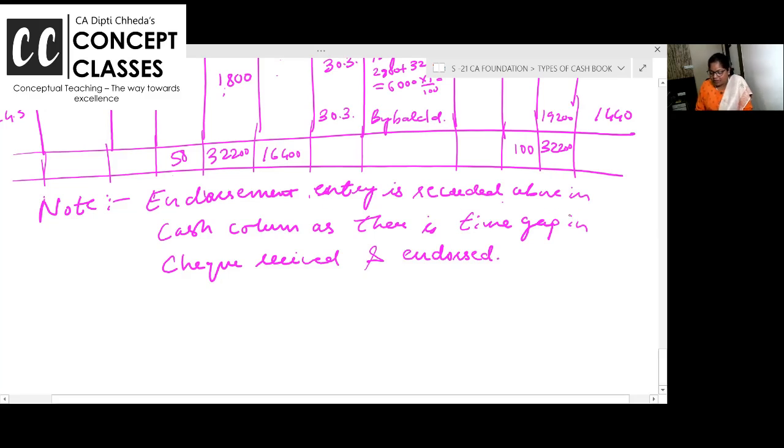Endorsement entry is recorded above in the cash column as there's a time gap. कब आपको check receive हो रहा है, कब आप है. If it is on the same day, no entry is recorded. Okay, this is note 1. Note 2 भी लिखो. No entry is needed in cash book.